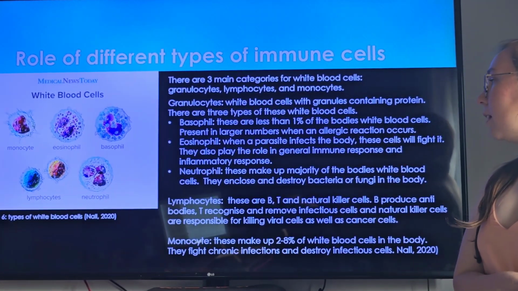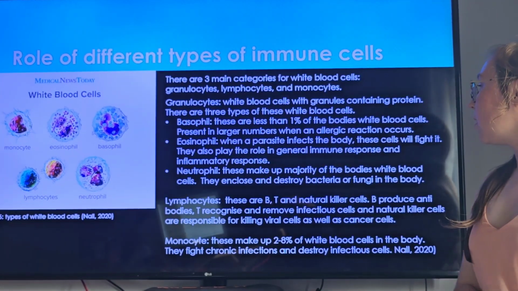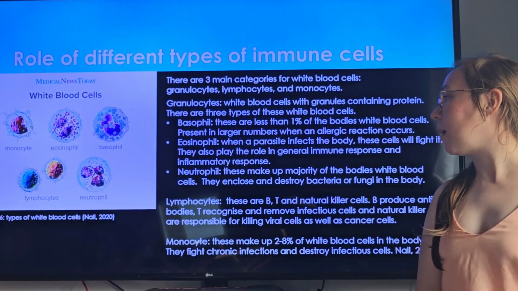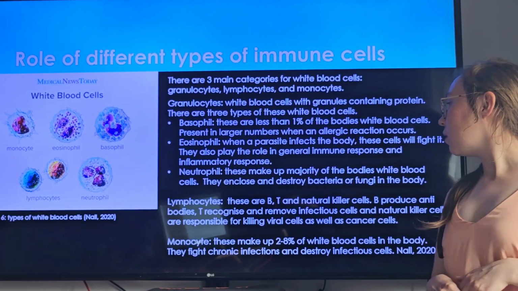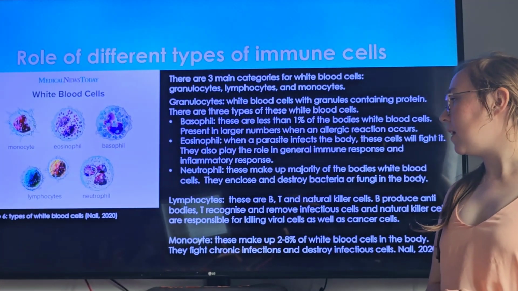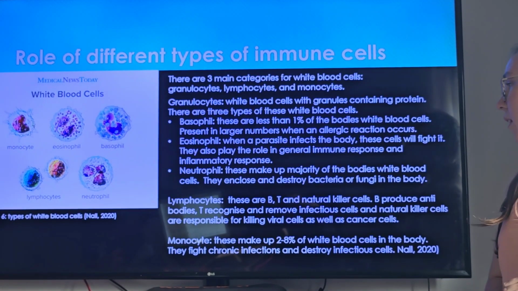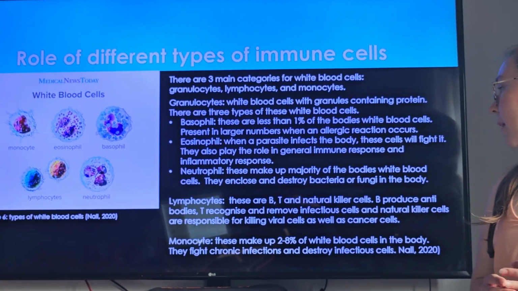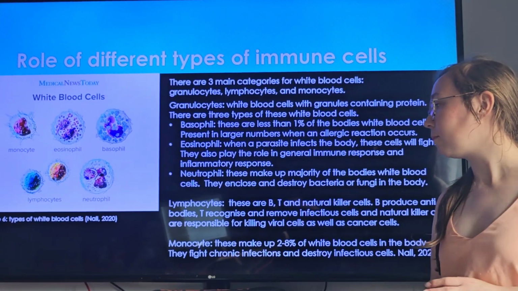Eosinophil. When a parasite infects the body, these cells will fight it. They also play a role in general immune responses and inflammatory responses. Neutrophil. These make up the majority of the body's white blood cells. They enclose and destroy bad bacteria or fungi in the body.